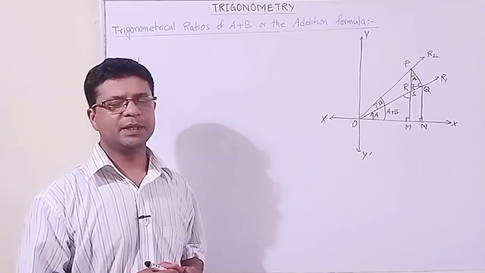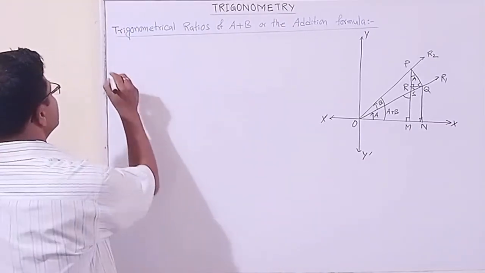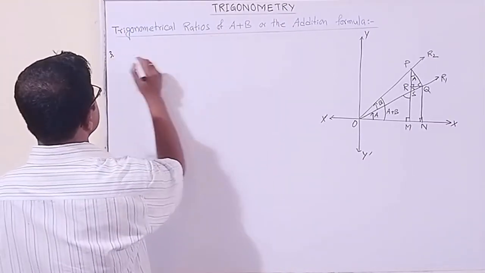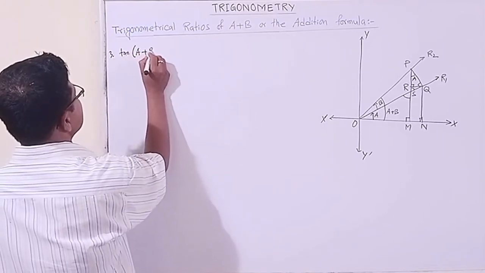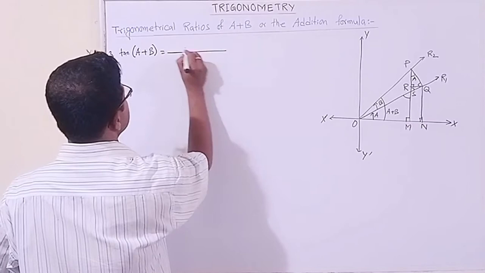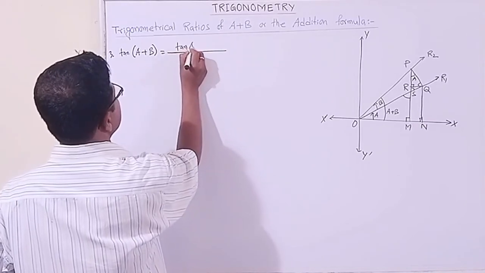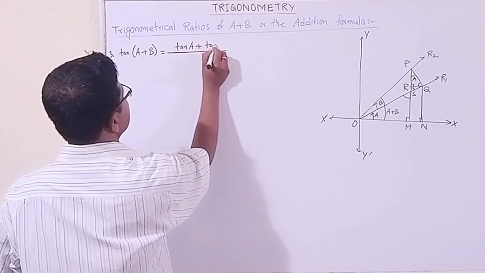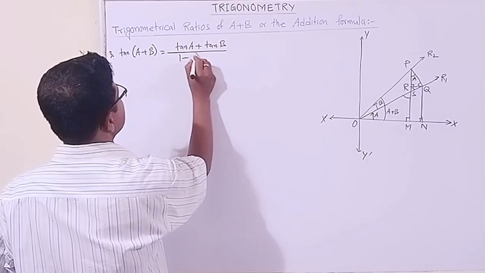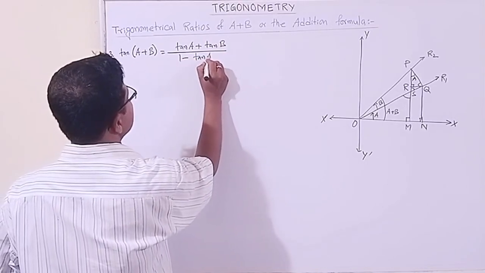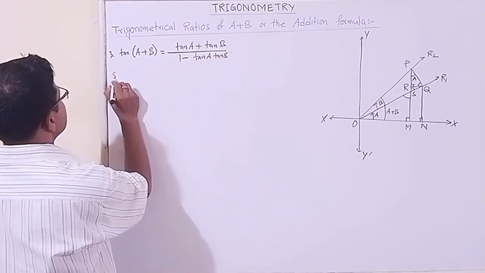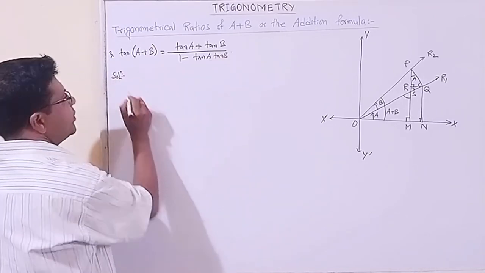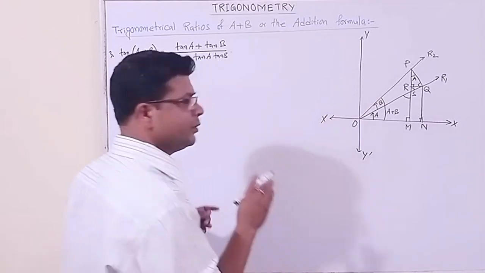Understood? My beloved students, we will prove the third formula for a plus b. The third formula is for tan of a plus b. Okay, let me write this formula first. It is tan a plus tan b over 1 minus tan a tan b. Actually, this derivation we can do without the help of this figure also. We'll do it without the figure.